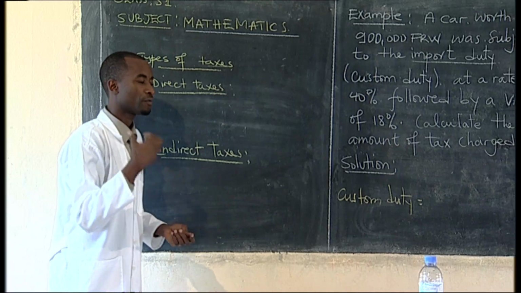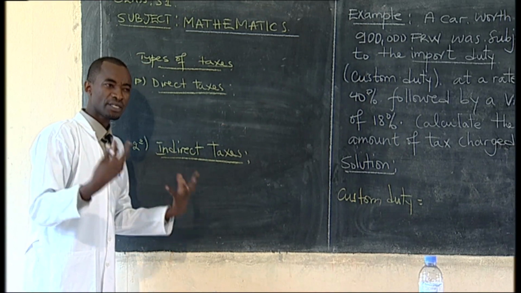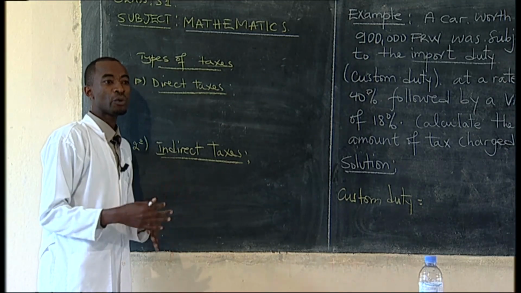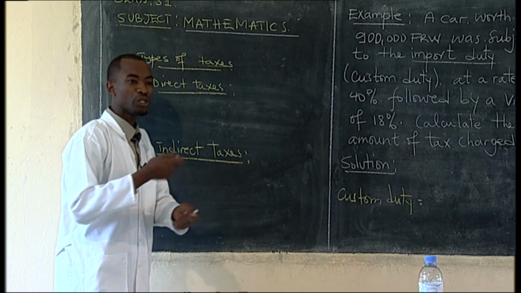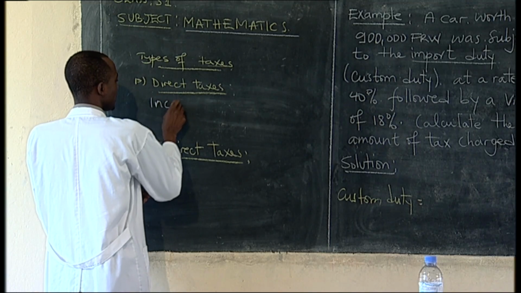And of course, as you can see from the 2 different terms, the way it's named can bring you the picture of the meaning of what we call direct tax. When we say direct tax, that's the income tax and pay as you earn. When you earn some money, you need to pay. That's the income tax.